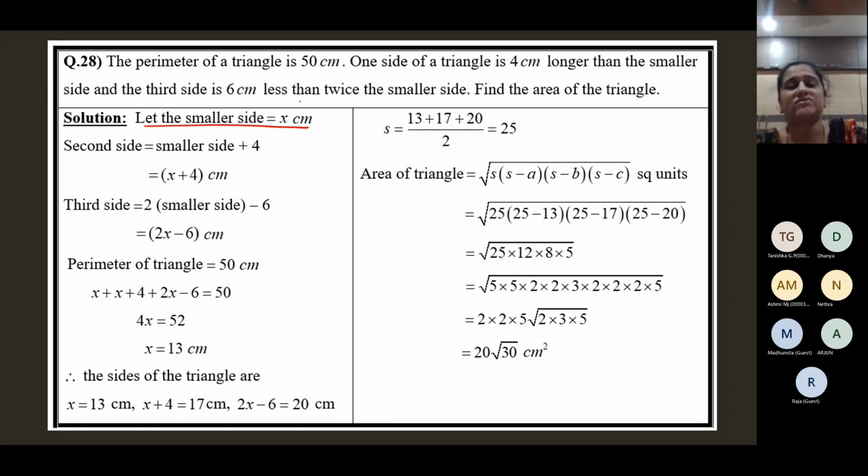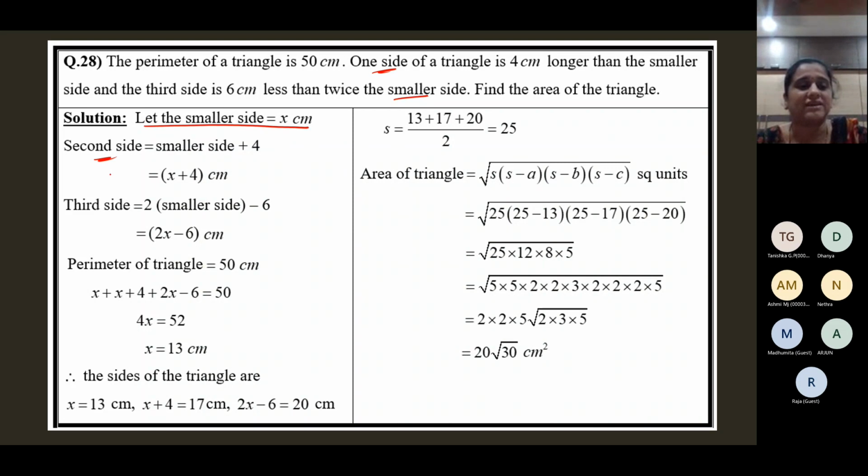Now see here, we have the second and the third side. The smaller side is the smallest. Okay, we are not sure if this is the smallest side because we'll have to find the values. Fine. According to the word used here, the smaller side, so I've called it X. Now see here, children. One side, I've just called it the second side, is 4 centimeters longer than the smaller side.